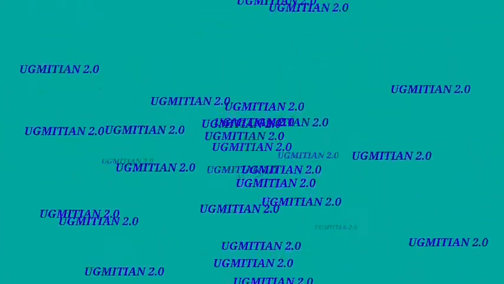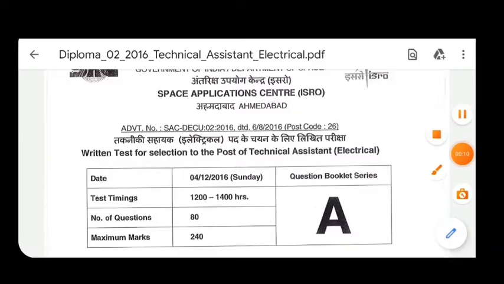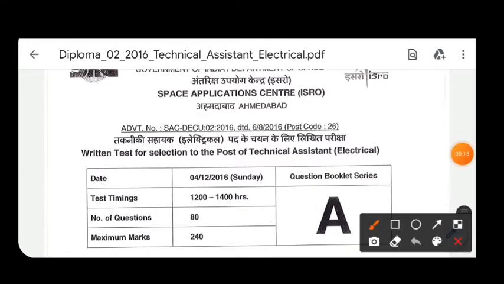So in this video we will discuss the technical assistant electrical paper for ISRO Ahmedabad. This is the Space Application Center, one of the units of ISRO. This paper was conducted on 4/12/2016. Just check the level of the question paper, how the questions were.